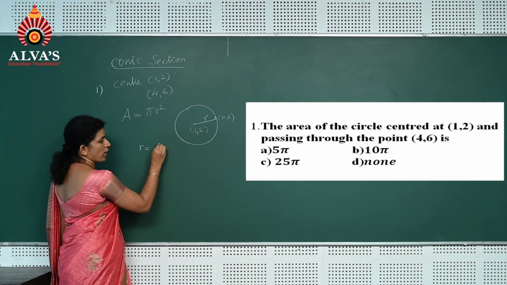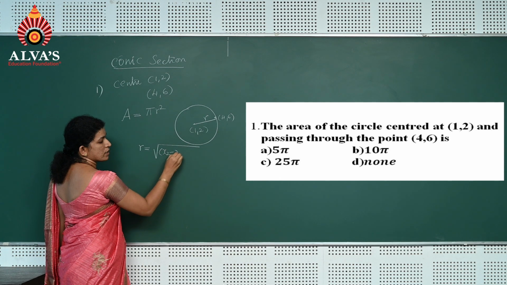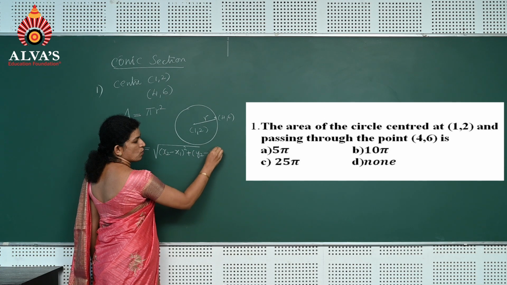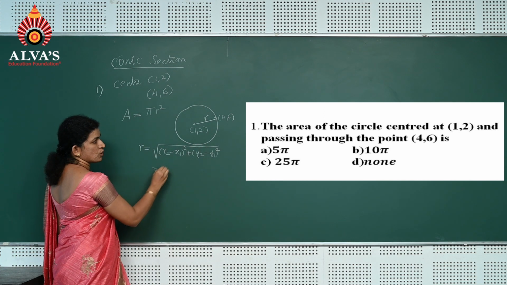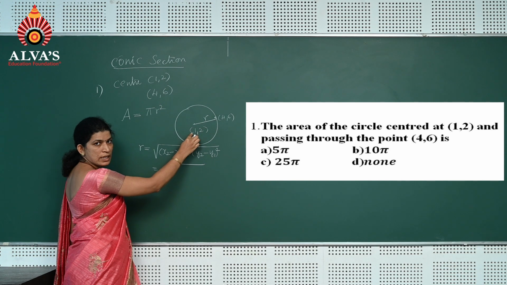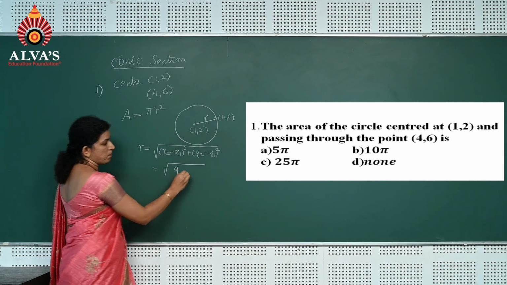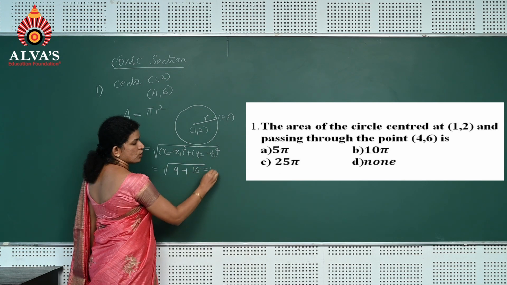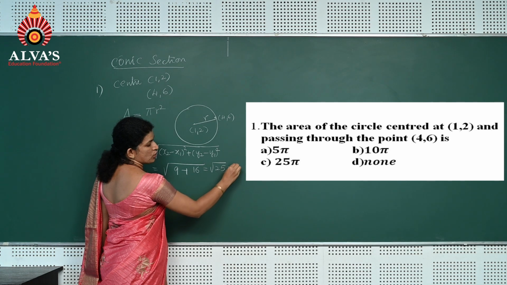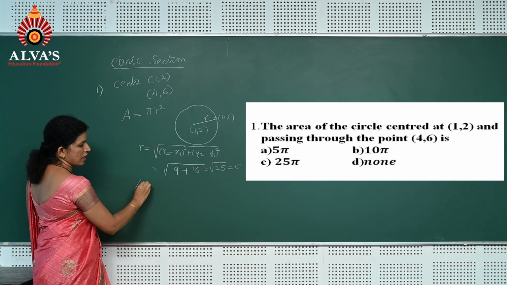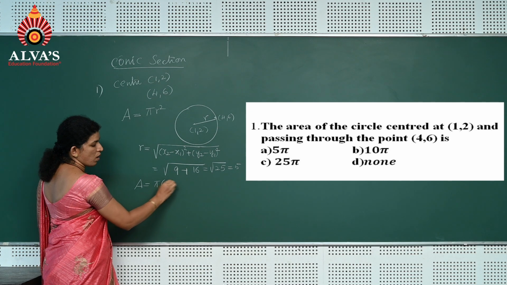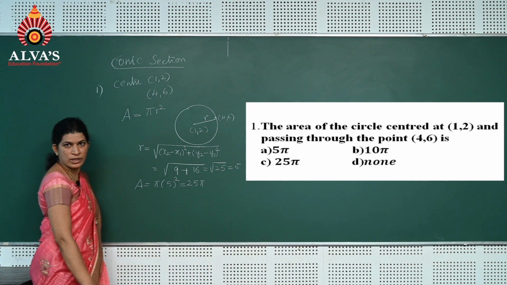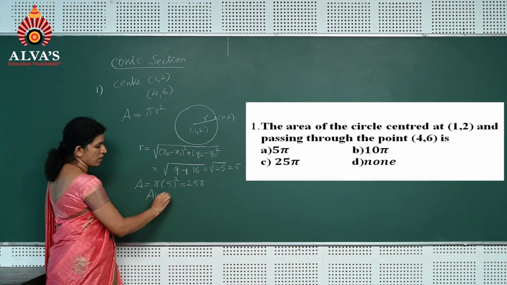Radius is square root of (x2 minus x1) whole square plus (y2 minus y1) whole square. That is equal to square root of 4 minus 1, that is 3, 3 square is 9, plus 6 minus 2, that is 4, 4 square is 16, that is equal to square root of 25, that is equal to 5. So the area is nothing but pi into r square, that is 5 square, so the area is 25 pi. So the answer is C.